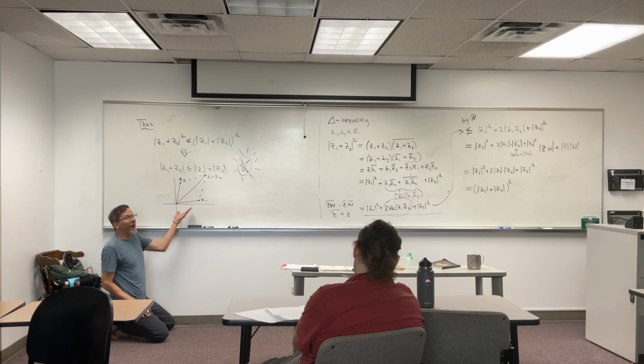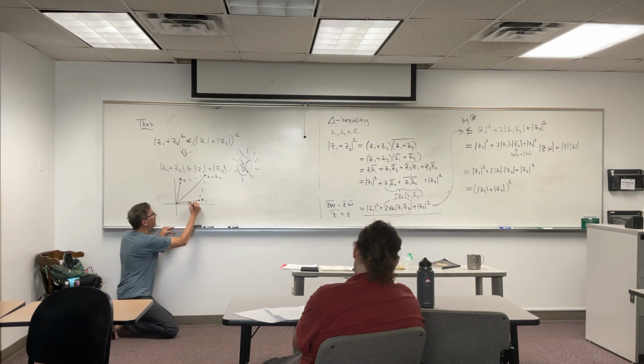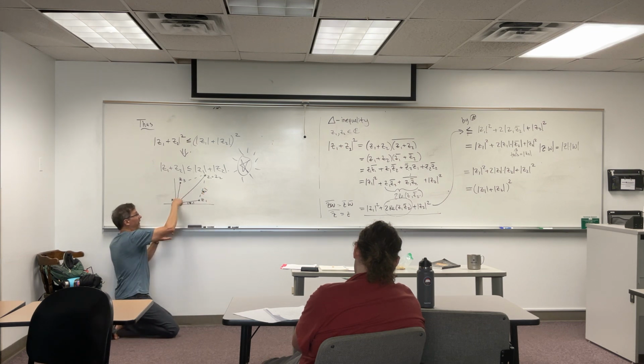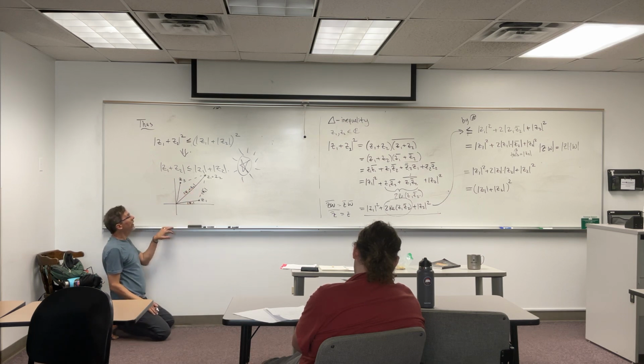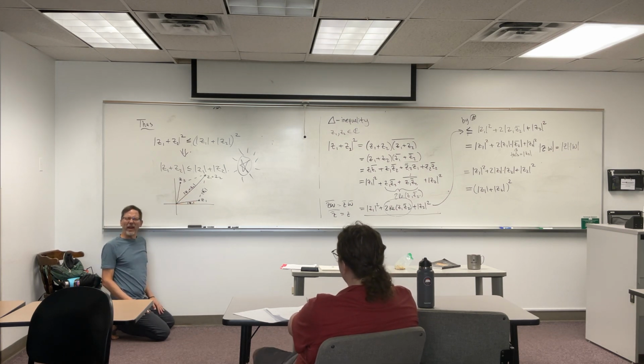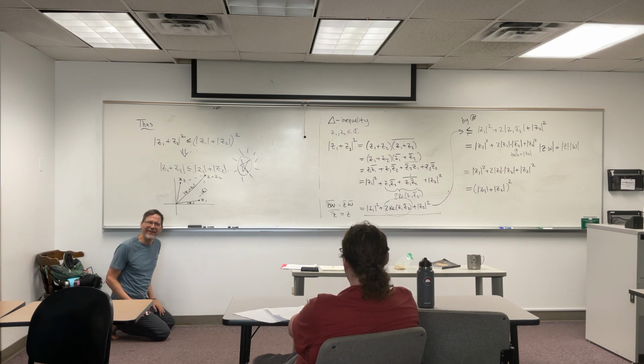And again, it's just back to the triangle, right? I've got this triangle. This side has length modulus Z1. This side has length modulus Z2 because it's the same as that side. And so this has length modulus of Z1 plus Z2. So the hypotenuse of a triangle is always bigger than or equal to either of the sides. Could have said that, but it wouldn't have been as fun.